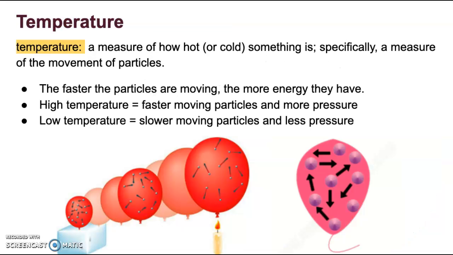Temperature is a measure of how hot something is. The inverse of hot is cold. So sometimes people say the measure of how hot or cold something is. We're just going to refer to heat because heat is what does the interesting stuff. A more specific way to talk about temperature would be that it's a measure of the movement of particles.